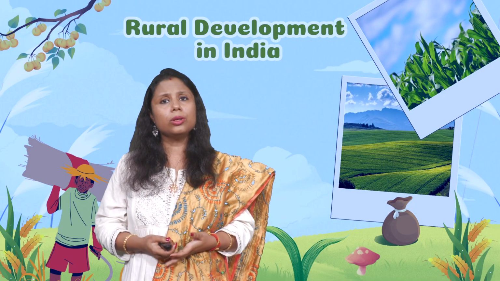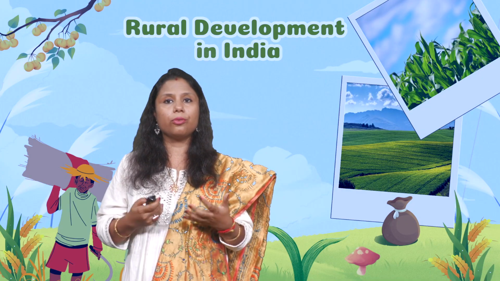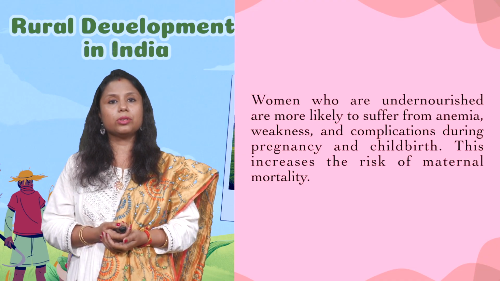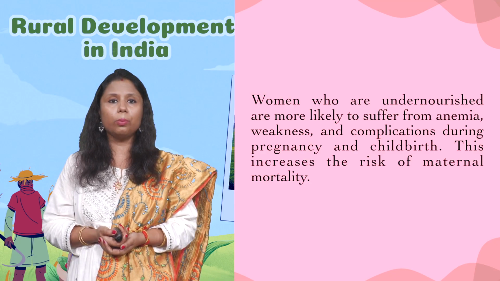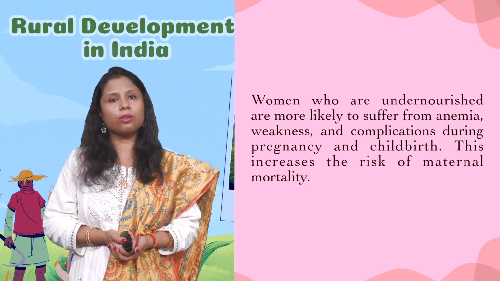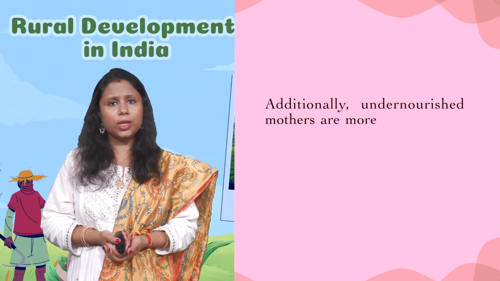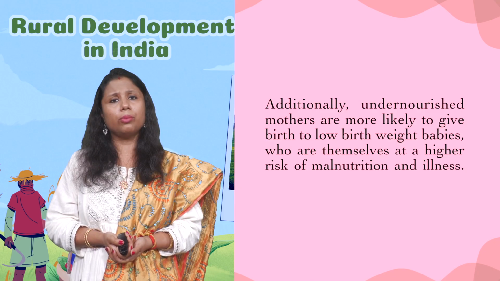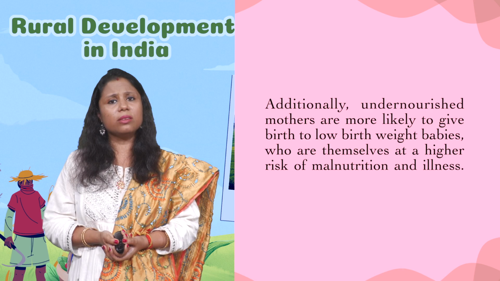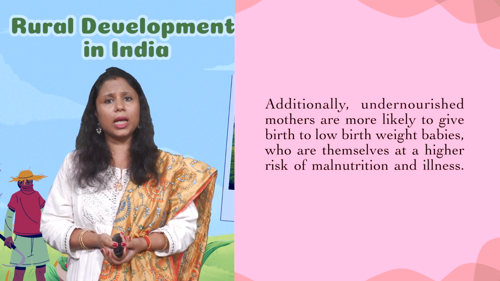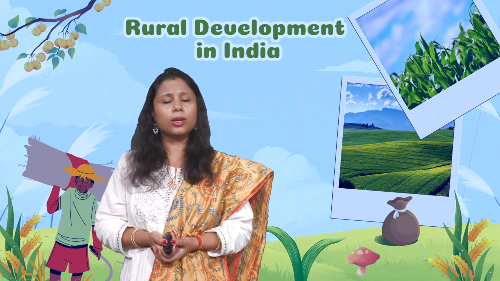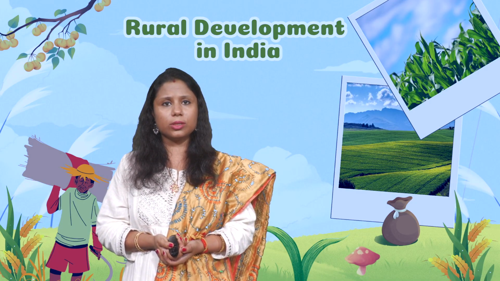Poor nutrition also has a serious implication for maternal health. Women who are undernourished are more likely to suffer from anemia, weakness, and complications during pregnancy and childbirth. This increases the risk of maternal mortality. Additionally, undernourished mothers are more likely to give birth to low birth weight babies who are themselves at a higher risk of malnutrition and illness. This creates a vicious cycle of poor health that continues across generations.